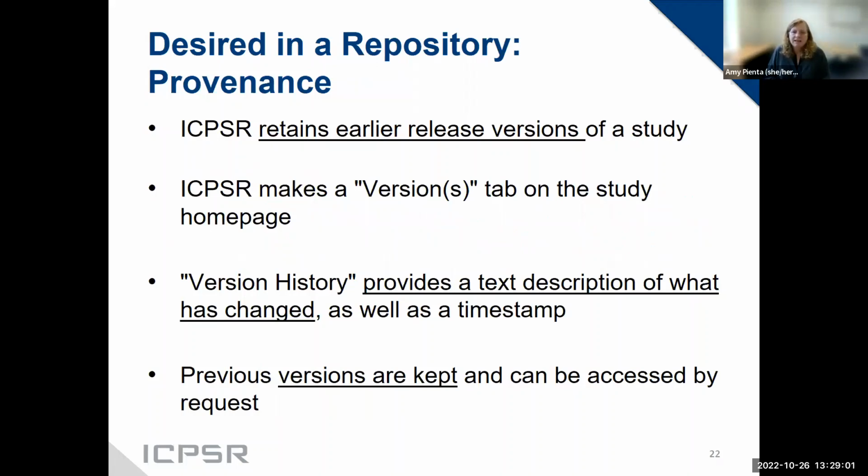Provenance is also something that we think about and make provisions for on our study homepage. Studies get updated and changed over time on occasion, and ICPSR retains those earlier release versions, keeping those available, version number 1, 2, 3, and so on. We provide a text description of what's changed from version to version and timestamps for those changes so that it's clear when they occurred. And previous versions are kept and can be accessed upon request.